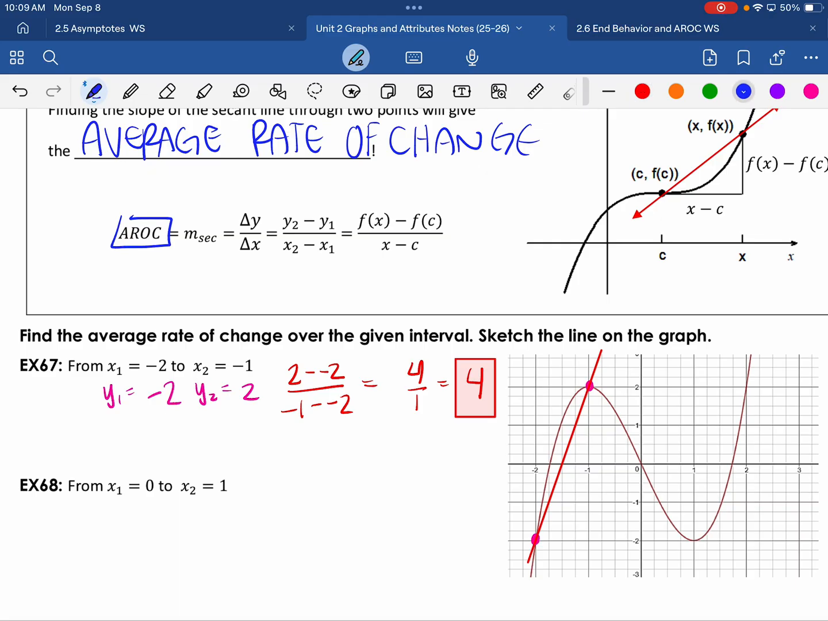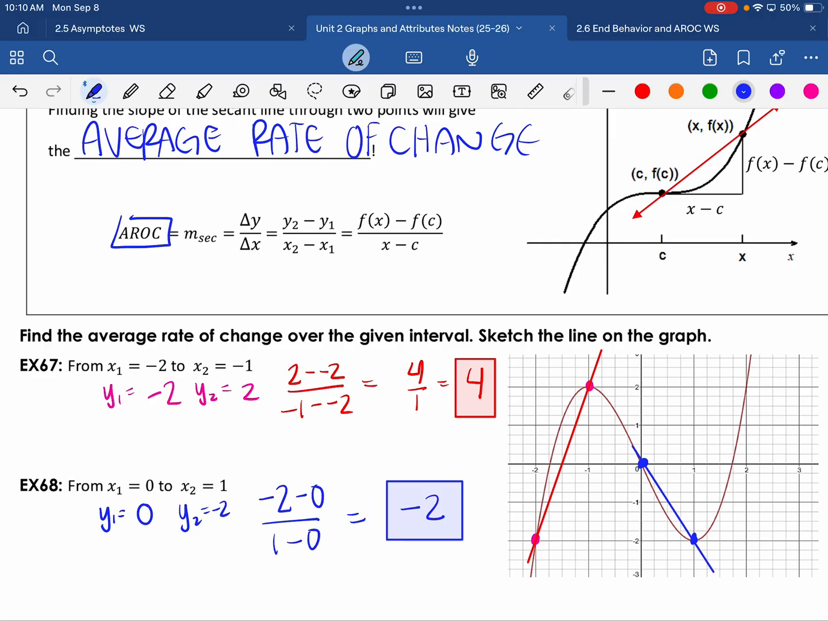All right, so we're going to do the same thing here. So if x1 is 0, what is y1? 0 at 0. And if x2 is 1, so at 1, what's my y value? Negative 2. Negative 2 minus 0 over 1 minus 0 is going to give me negative 2. And if you were to draw a little line between these 2 points, you can kind of tell that that slope is negative 2.